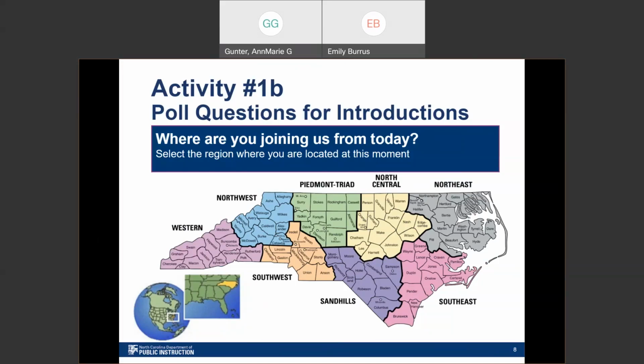All right, we're about to finish the poll. Be sure and get your answer in. So as you can see, you should be able to see the results in your control panel. We've got quite a spread from across the state in almost every region, as well as a few people joining us from outside of North Carolina. So welcome to everyone.